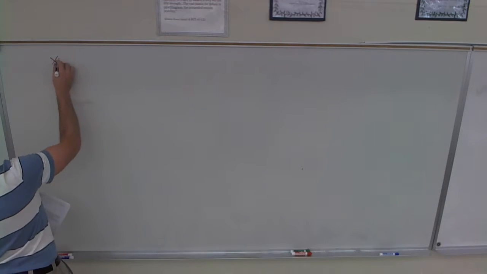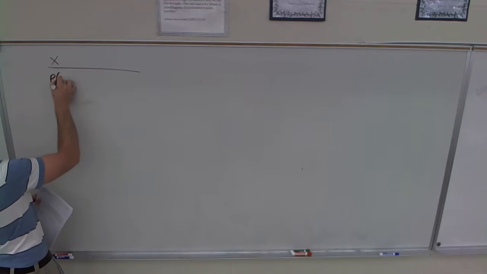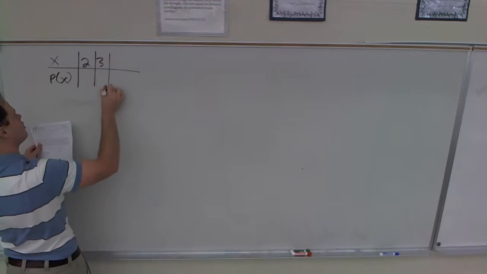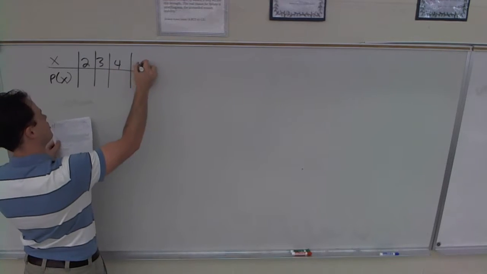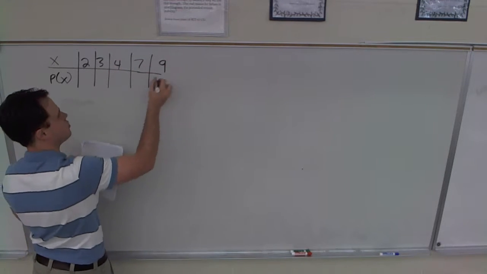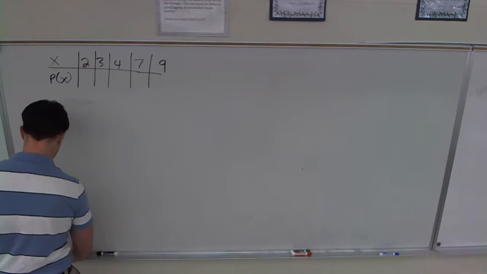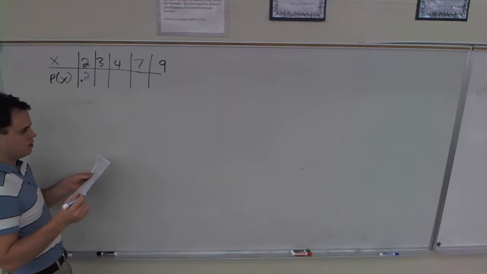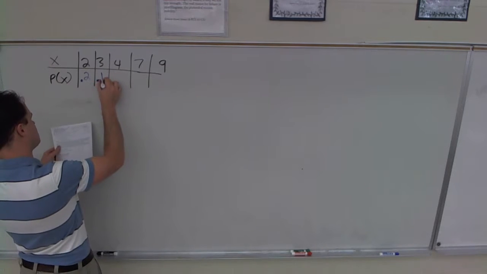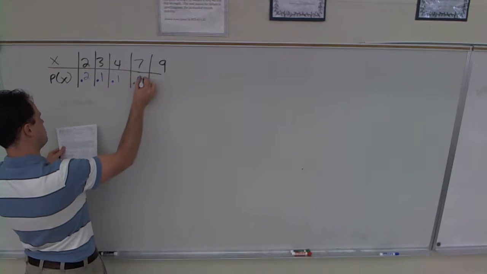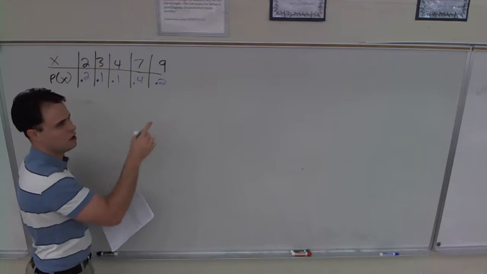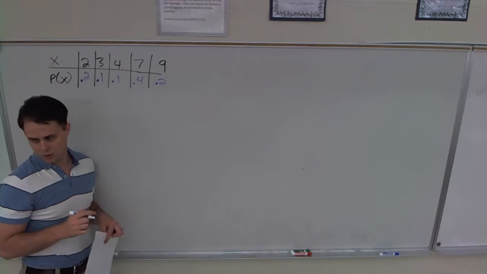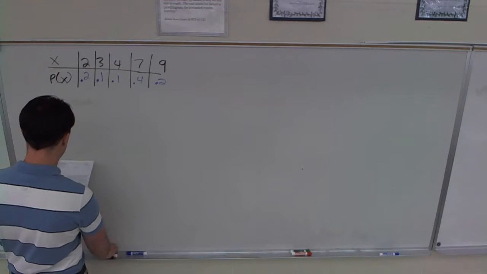So I'm just going to write it down here. So x and the probability of x. So we said 2 and 3 and 4 and 7 and 9. Those are the possible values x can take on. For some reason, the chance of getting 2 is 20%, getting 3 is 10%, 10%, 40%, 20%. These should all add up to what? 100%. If they don't, you did something wrong. Okay? Can't have more than 100%.